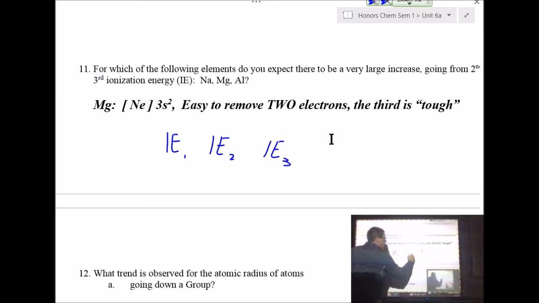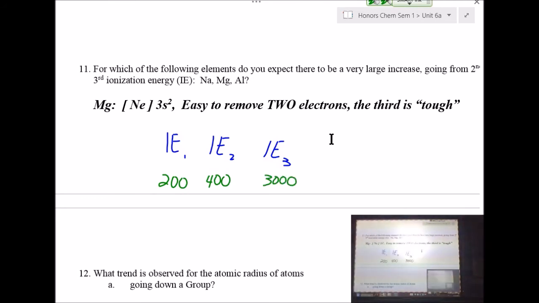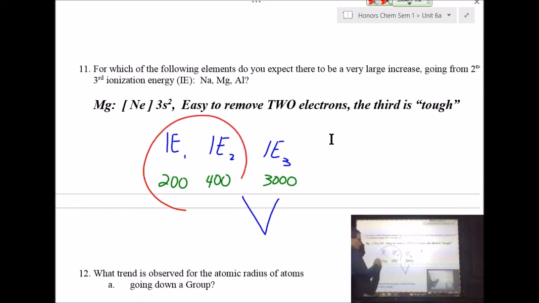So if there's a very large increase, it's kind of like we're doing the IE. If you see a question like this tomorrow and you're like, oh my goodness, what should I do? Make up some numbers. Just go, okay, well that's 200, that's 400. Let's make this at least 4 times greater. Let's go 3,000. That's at least 4 times. Okay, so you have that visually in front of you, and then you can say to yourself, well, self, if I go from here to here, that's only a doubling. Here to here, ooh, there's a big jump. So that means that 2 of these electrons are easy to remove.